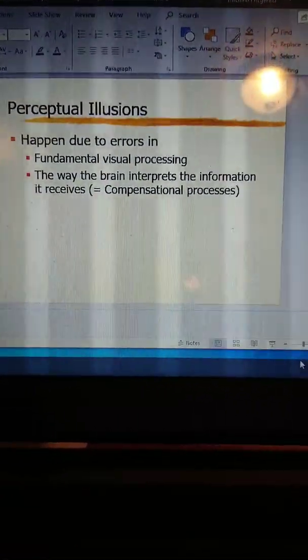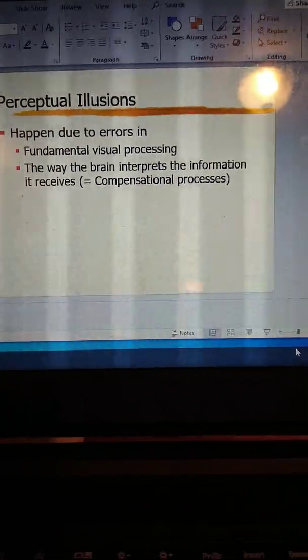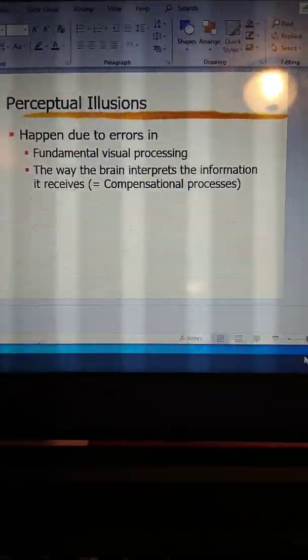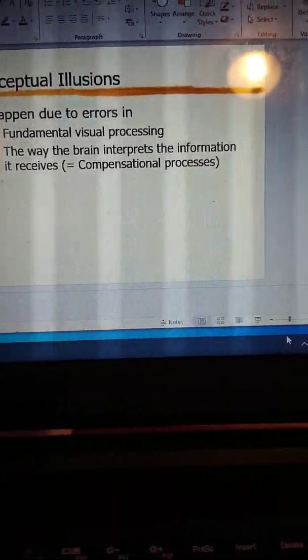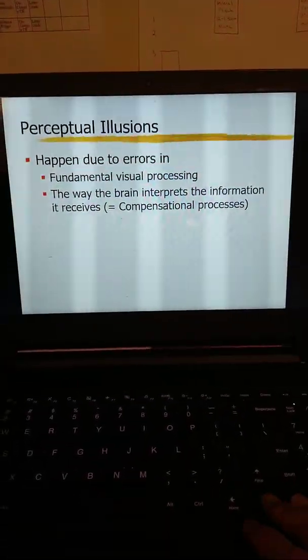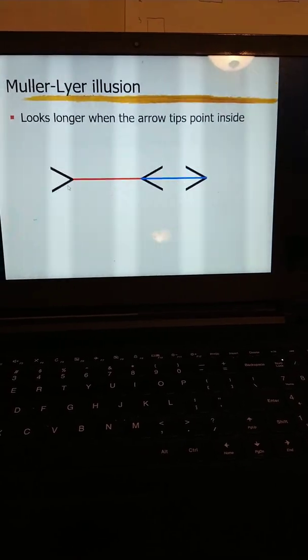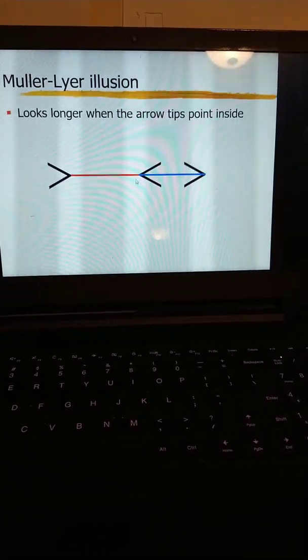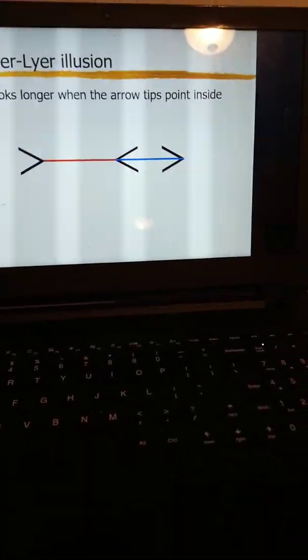So we are very good creatures at finishing patterns, detecting patterns, but because we try to finish patterns right away, we may not realize that we are being tricked. So I'm going to change this for a second, just to show you guys. Because of the orientation of these arrows, which one would you guess is longer? The red or the blue line?